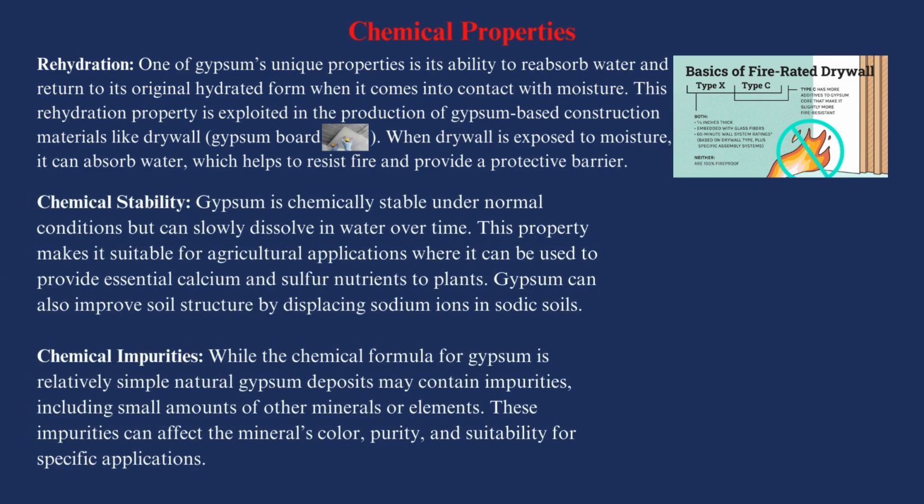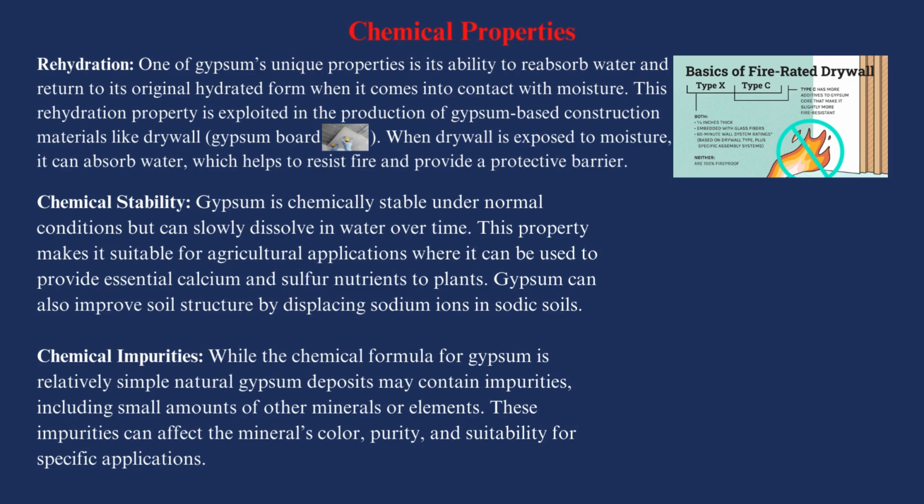Chemical stability. Gypsum is chemically stable under normal conditions, but can slowly dissolve in water over time. This property makes it suitable for agricultural applications, where it can be used to provide essential calcium and sulfur nutrients to plants. Gypsum can also improve soil structure by displacing sodium ions in sodic soils. Chemical impurities. While the chemical formula for gypsum is relatively simple, natural gypsum deposits may contain impurities, including small amounts of other minerals or elements. These impurities can affect the mineral's color, purity, and suitability for specific applications.